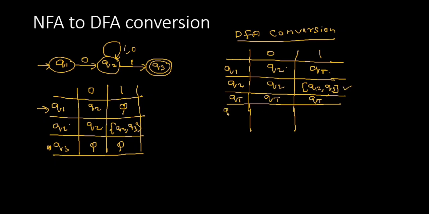Okay. So, we will make an entry for this Q2, Q3. So, put a square bracket here. Now, in Q2, Q3 when 0 is applied, what will be the output? So, we will write a transition here.